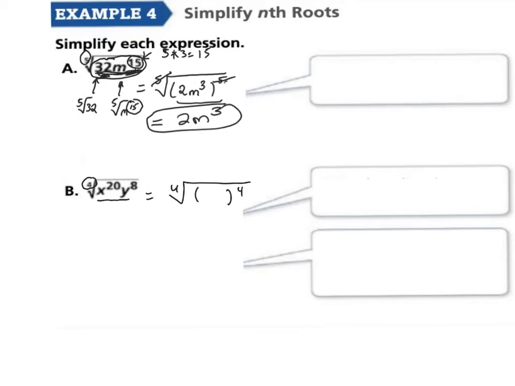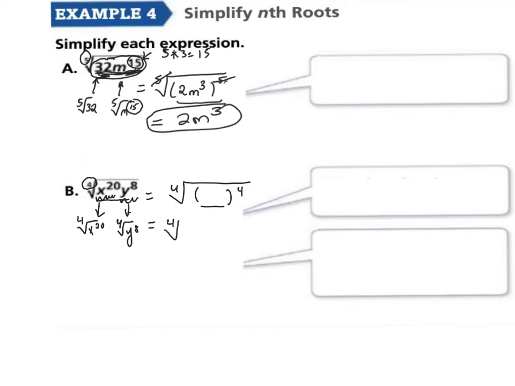Okay, so what we need to do is figure out how we get x to the 20th if we take out a fourth power, and how we get to y to the 8th if we take out a fourth power. Okay, so again, we're taking the fourth root of x to the 20th and the fourth root of y to the 8th. All right, and that's what's going to go in our parentheses here.